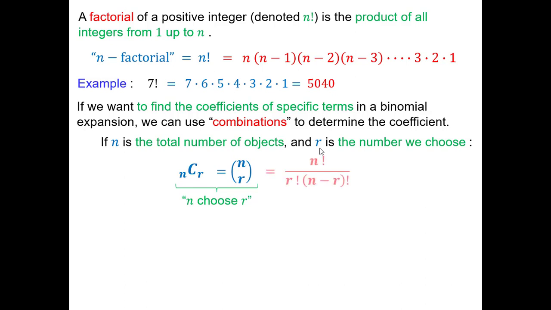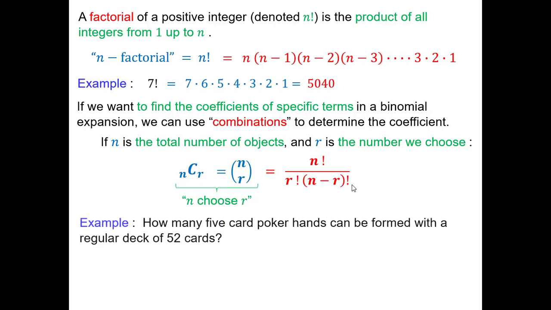Now the reason we learned about factorials is that in order to compute this quantity, we're simply using the factorials: n factorial in the numerator, r factorial in the denominator, but the denominator will also have another factor of n minus r factorial. Let's take a look at a cool example that would allow us to use these combinations.